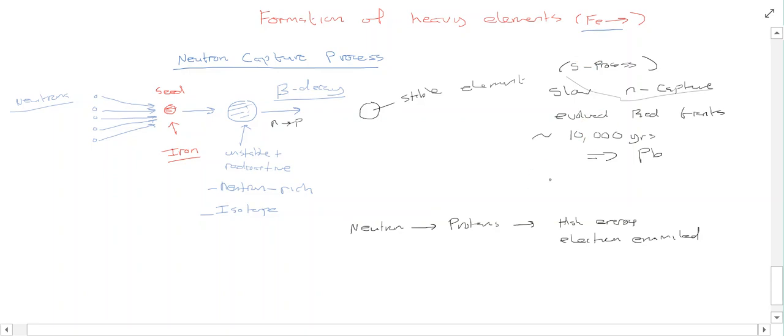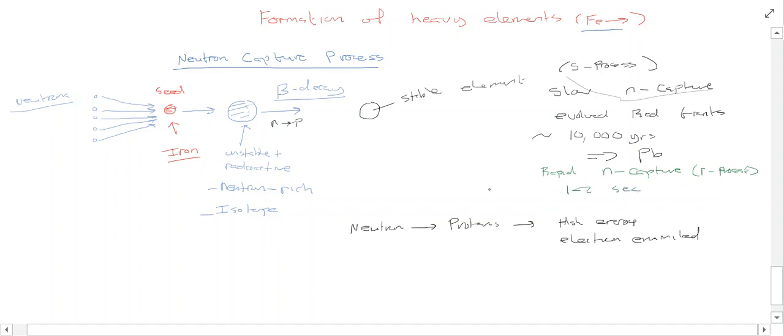And then if we have a slow process, then you also have what's known as the rapid neutron capture process. So it's called the R process. And this can be very, very quick. It can happen within 1 to 2 seconds.